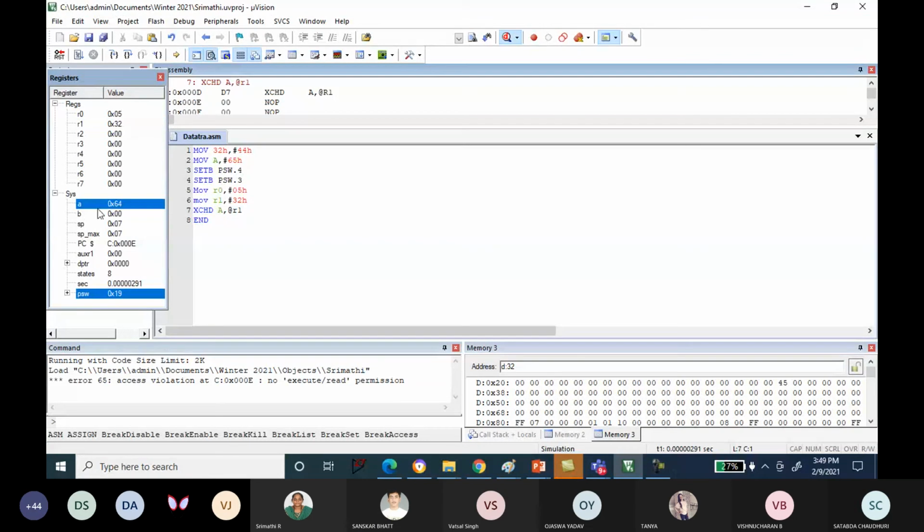See here, see your A. Could you able to see this? 64H. Only the lower nibble of A is exchanged with the lower nibble of this data. Both the lower nibbles will be exchanged, not the entire 8 bits. So A should be 64.